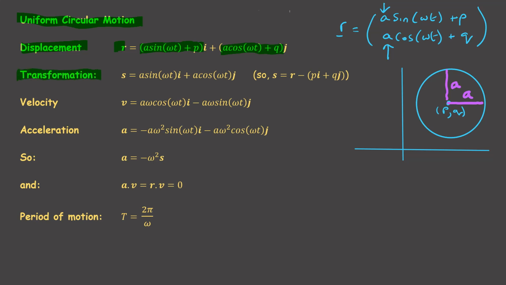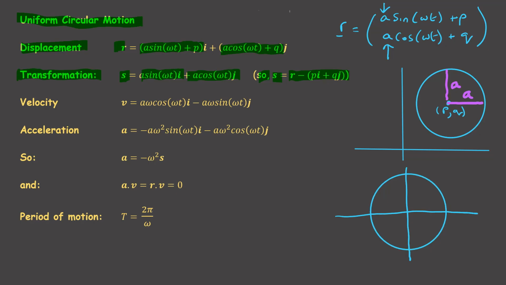We can do a transformation and say that s is a sine omega t i plus a cos omega t j. So therefore s is equal to r minus (pi plus qj), which just means that we move to a new set of axes where the motion is now around the origin.